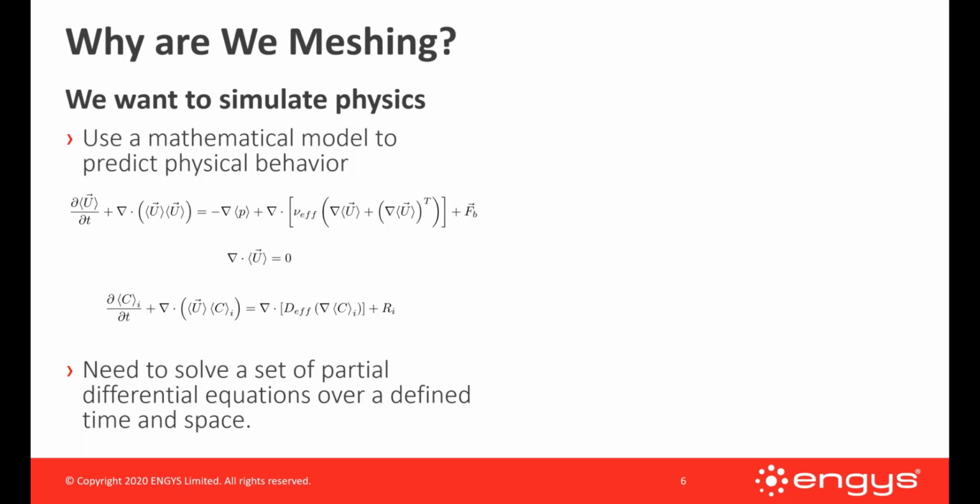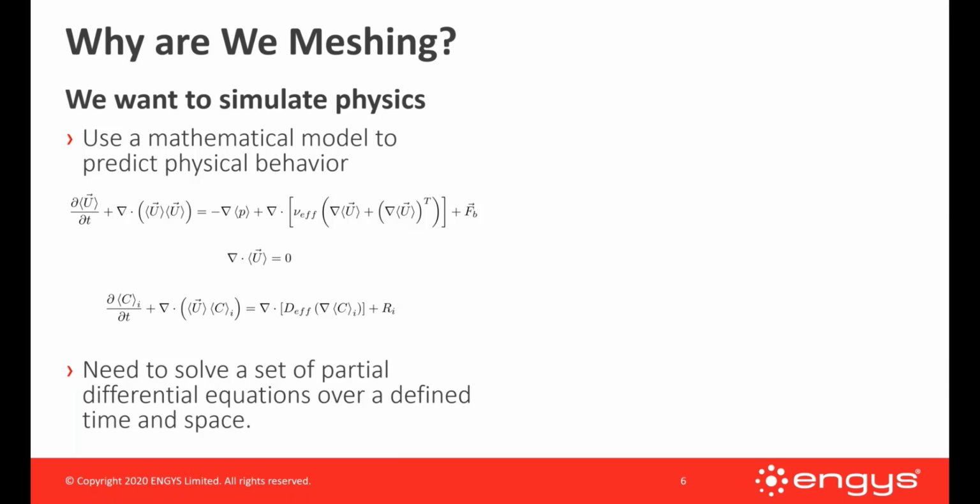So the first one is, why are we meshing? Without diving into CFD in general, the overall gist of it is that we want to simulate physics. We use mathematical models to predict physical behavior. So we have these transport equations. If you're familiar with the first one, this is the incompressible RANS momentum equation, and then the continuity equation. And then also we may want to model species transport: time-dependent species, advection, diffusion, and a reaction rate for a species.